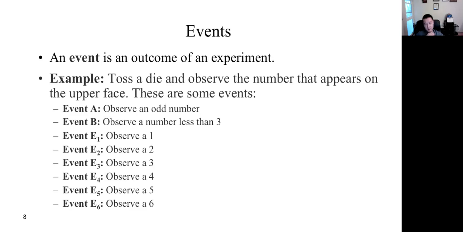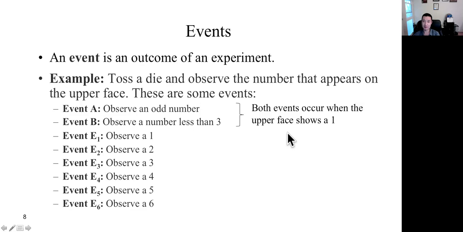Okay, so let's go back to the experiment of rolling a die. Event again is an outcome of an experiment. We toss the die and see what number is on the top surface. Let's say event A is defined as we observe an odd number, so that includes 1, 3, and 5. Event B is a number less than 3, which includes 1 and 2. So that's event B.